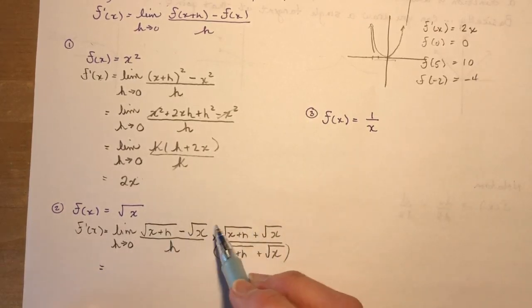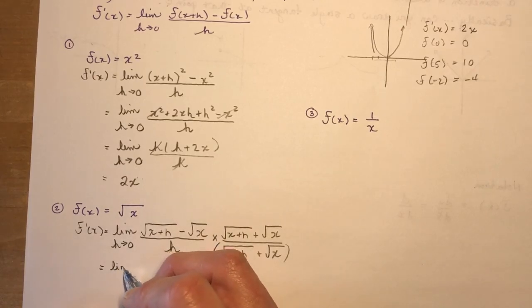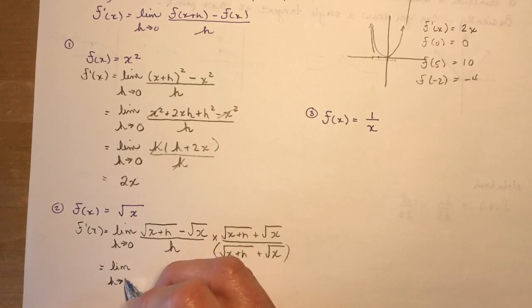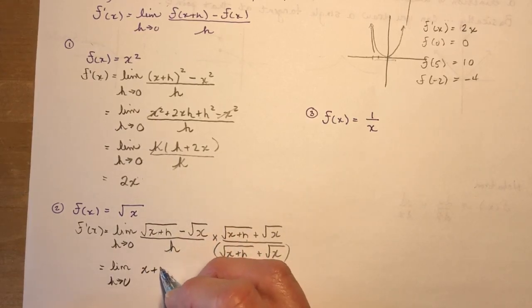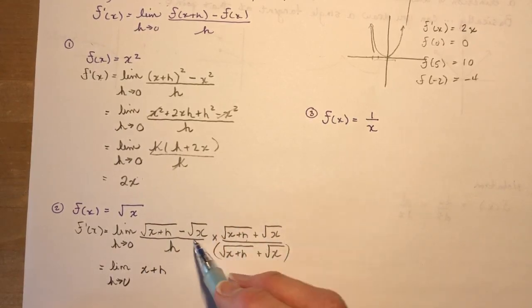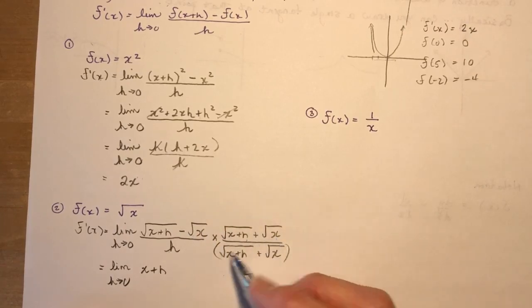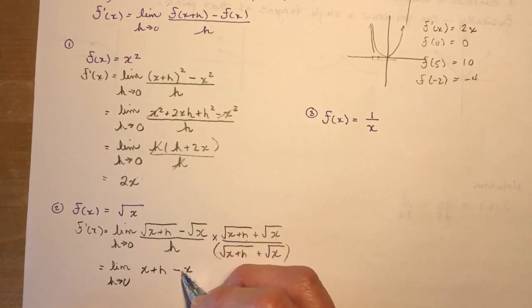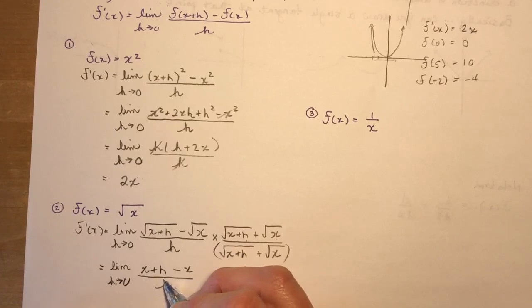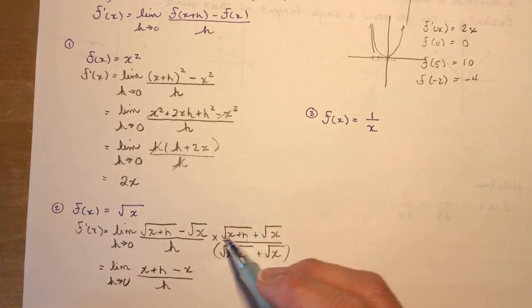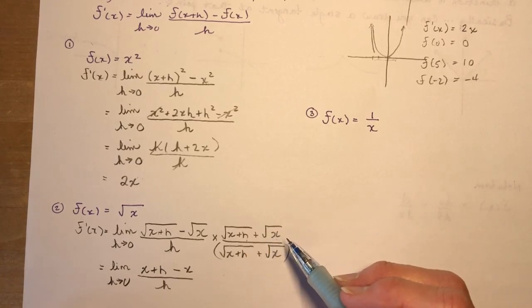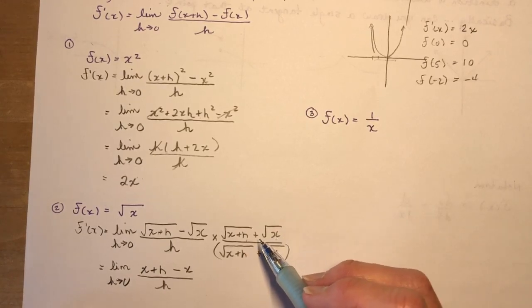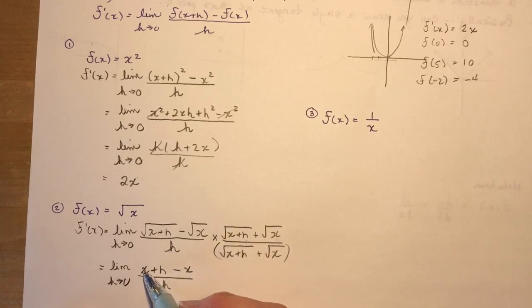Okay, so I expand, and I have the limit of h approaches 0. So root x plus h times root x plus h is x plus h. We don't need to worry about the middle terms. And negative root x times positive root x is minus x. And look how lovely that is. So I have made a mistake. What did I do wrong? Nothing. I have x minus x.